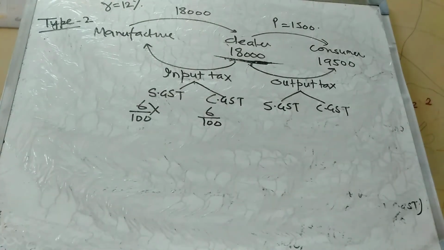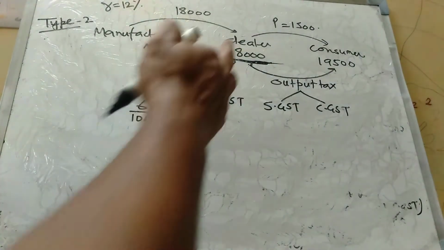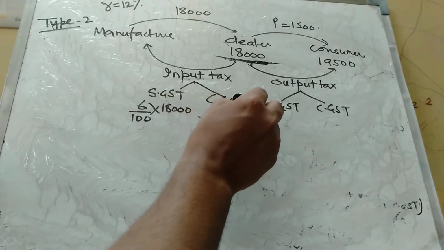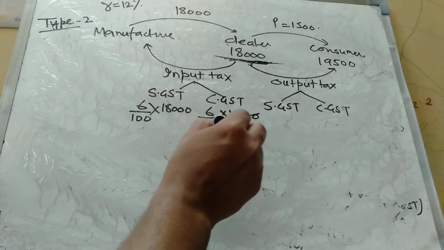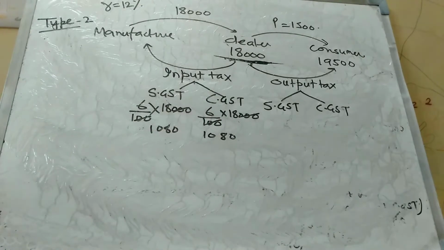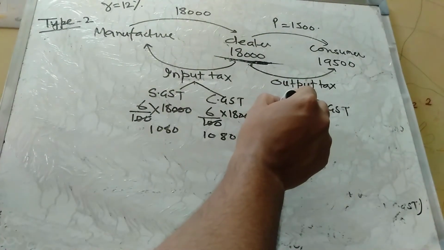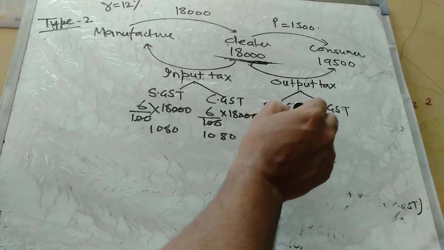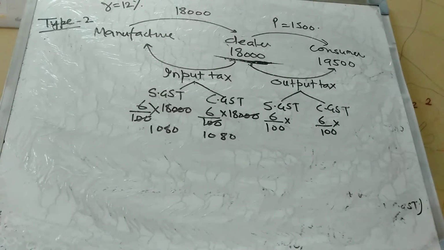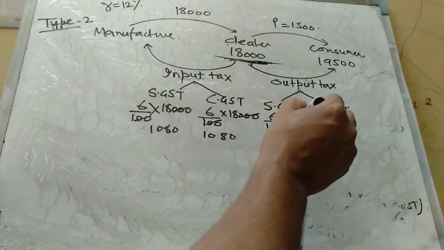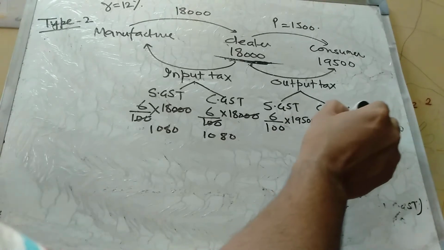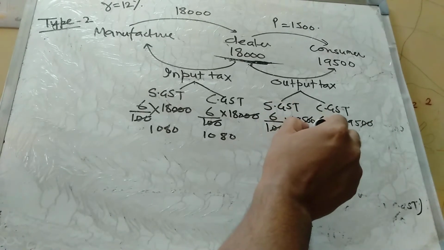So input tax is 6% of the purchasing price, 18,000, which is 1080 input SGST, and 1080 input CGST. Similarly, when we have to find the SGST of the output tax, the output tax will be on the selling price, means 19,500, which gives 1170.